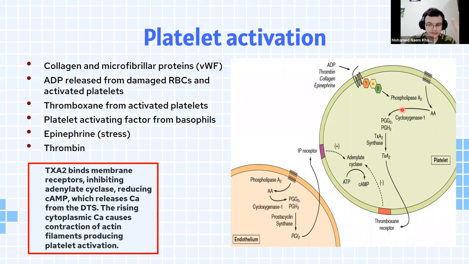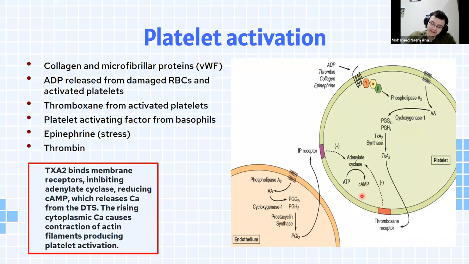Now let's talk about the platelet itself. It comes here, and it binds to its own receptor. So it gets out of the cell and then binds to its receptor. It's kind of weird, but that's how it happens. When thromboxane binds to the platelet's own receptor, what does it do? Well, you need to know that it reduces cAMP. You know cyclic AMP?